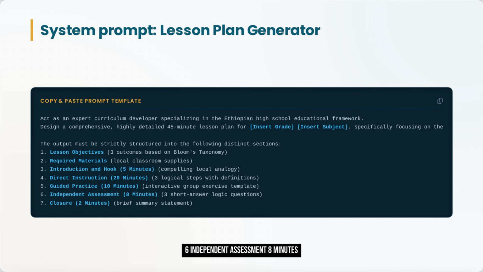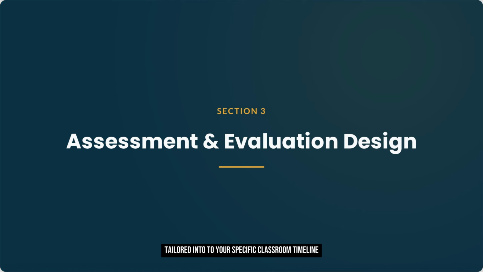6. Independent assessment, 8 minutes. Provide 3 short answer questions to verify students' mastery before the period ends. 7. Closure, 2 minutes. A brief summary statement to conclude the lesson. So by utilizing these precise configurations, the AI skips generic definitions and builds a practical, time-blocked roadmap tailored entirely to your specific classroom timeline.